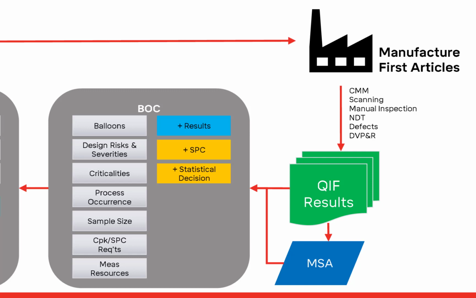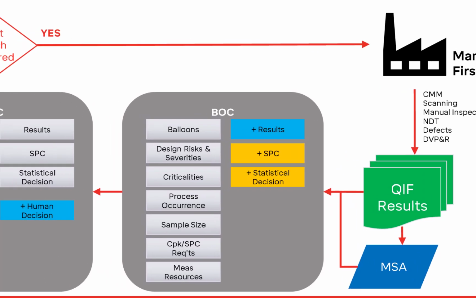From there, we could automatically carry out statistical process control, carry out statistical analysis on that data that's been fed back in, and then based on the CPK requirements that were established up above, make an automatic determination about, is this under control or not? Is this statistically acceptable or not? So that's where we have our statistical decision.